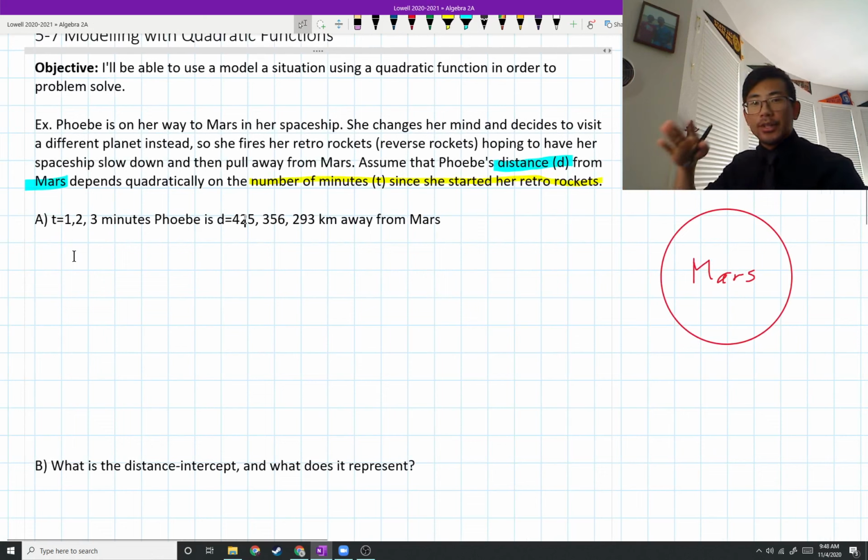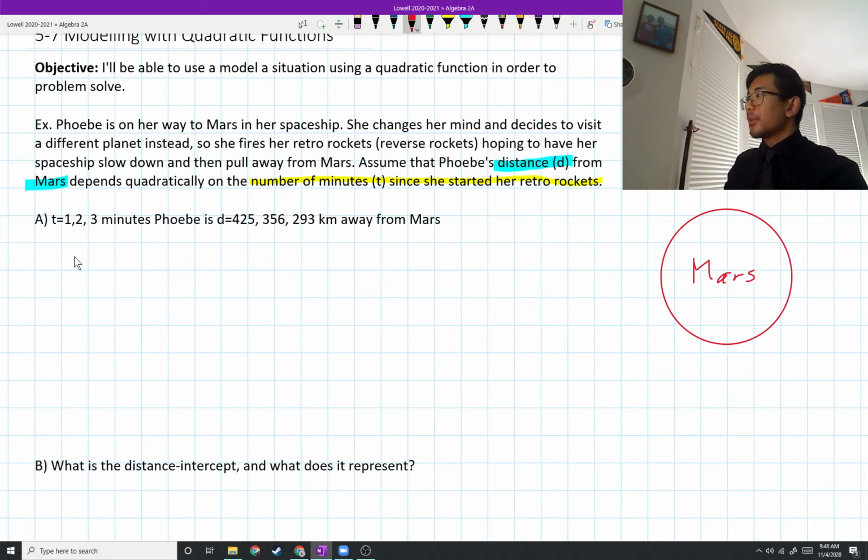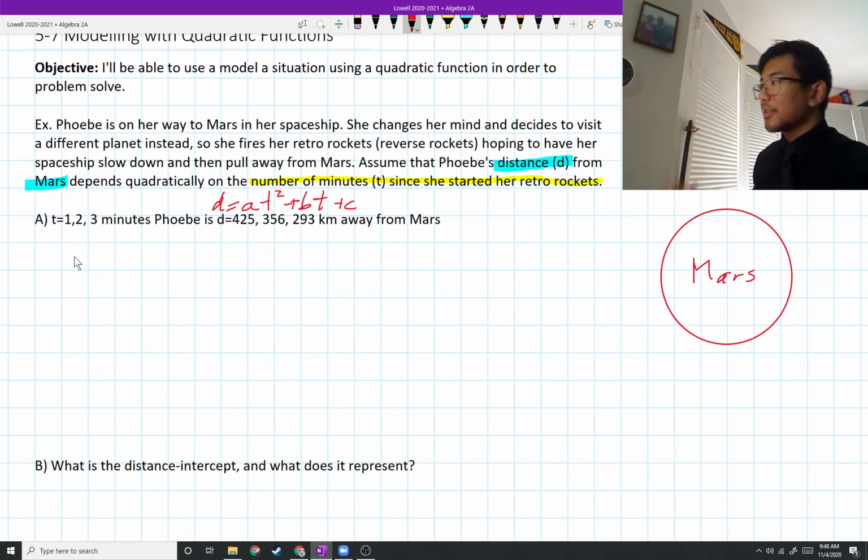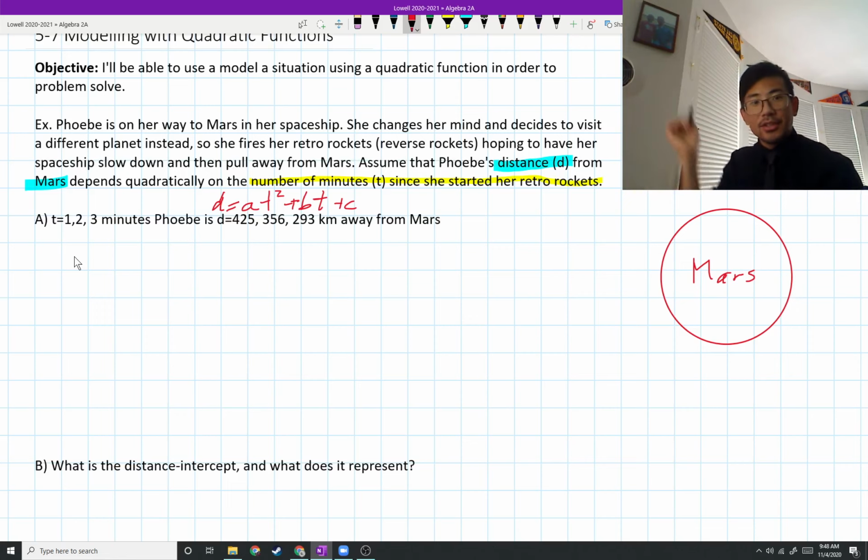We know that when t equals 1, 2, and 3 minutes, her distance from Mars, she is still getting closer, is 425, 356, and 293. So let's just remember, we're going to use our standard form equation here because it's not obvious that any of these points is the vertex. In fact, they probably aren't the vertex. So remember, y equals ax squared plus bx plus c, or for us in this case, it's going to be d is equal to at squared plus bt plus c.